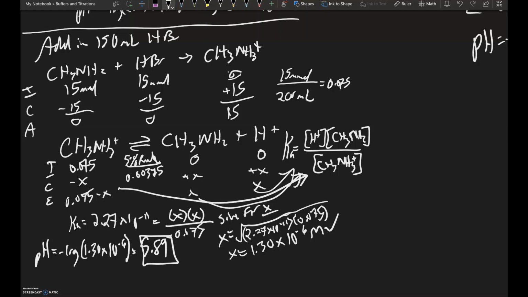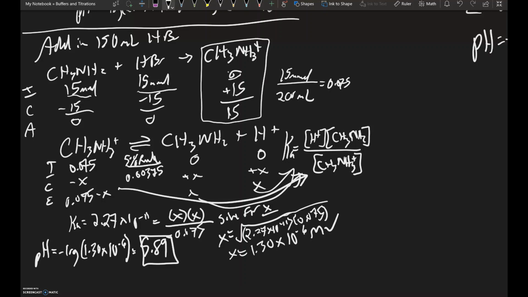In this particular case, we have 15 millimoles of the methylamine and 15 millimoles of the HBr. So we're at what is called the equivalence point, and these two are going to cancel each other out. They're going to be equal to 0. That means that all that's left over is the methylamine conjugate acid, and in this case we have 15 millimoles.